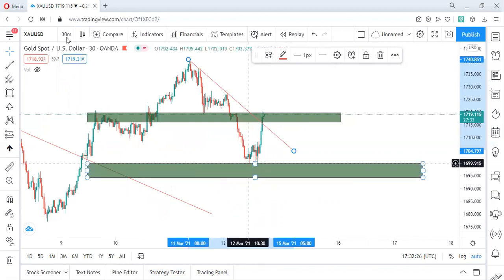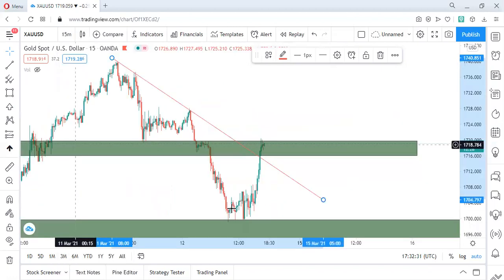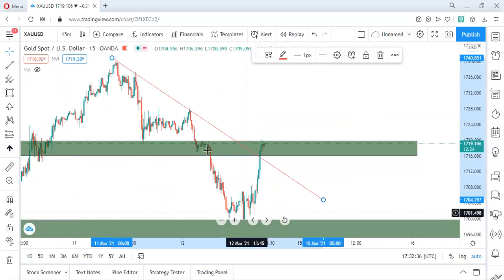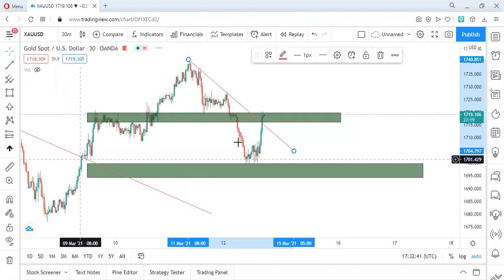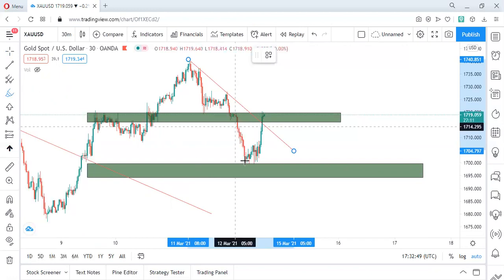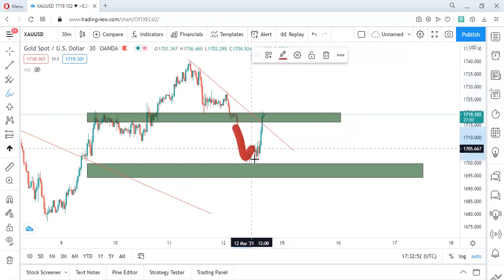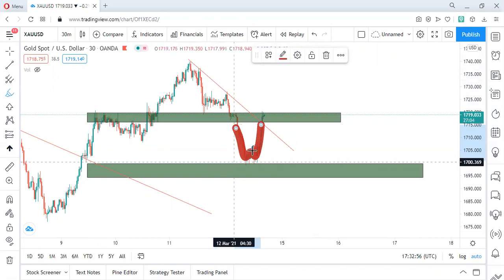So let's go on 30 minutes and see if we have a proper double bottom. On the previous timeframe it was a triple bottom, but let's go to 30 minutes. It shows that okay, we have a double bottom. Let me show you what I'm talking about. So we have a double bottom. We pushed it upside, and then we came out, tested, and then we went up. That's why it went up.